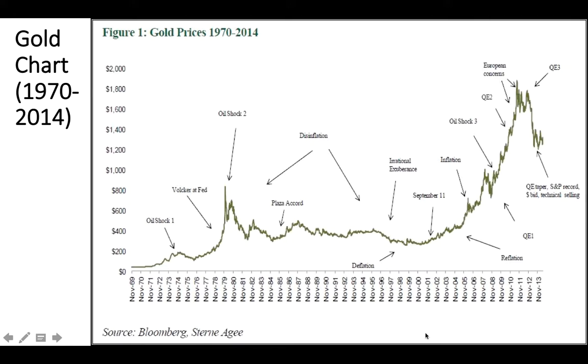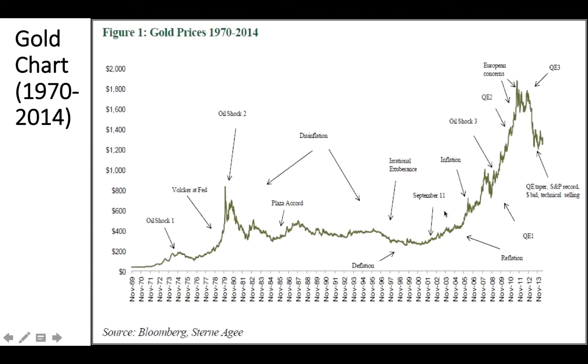Okay, this is the chart for gold since 1969 all the way to 2013. So you can see that gold went up in the early stages because of the oil shocks. Okay, oil shock 1, oil shock 2. This was, of course, when Paul Volcker was heading the Fed. Now, the Plaza Accord pretty much devalued the US dollar, sending gold a little bit up, and during irrational exuberance, it went down. This is when stock markets were going up.